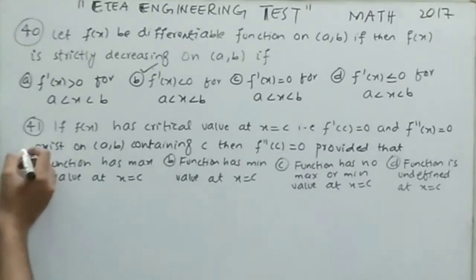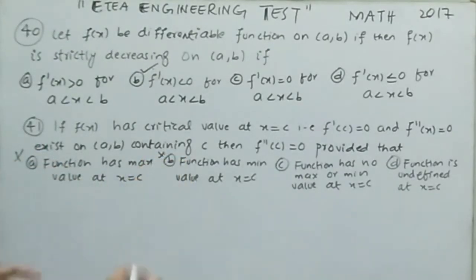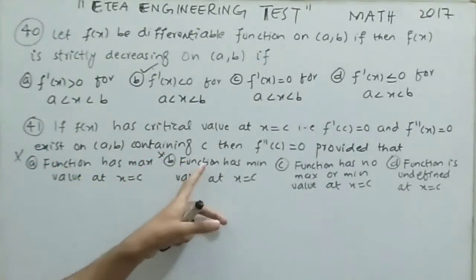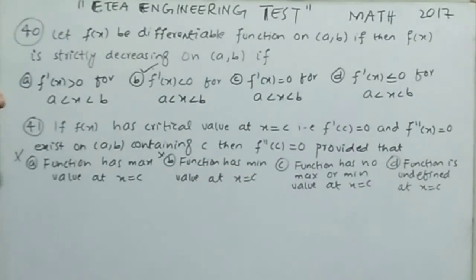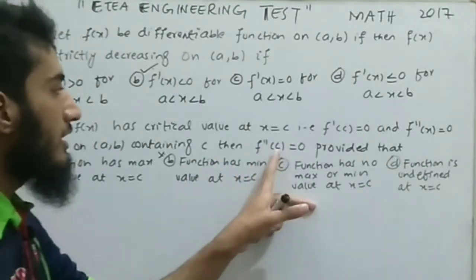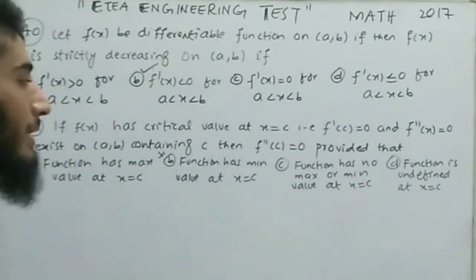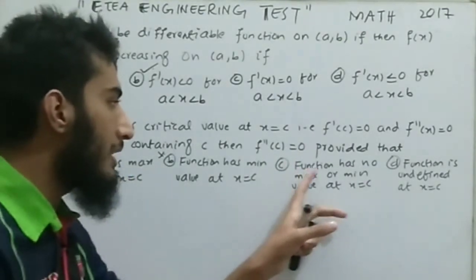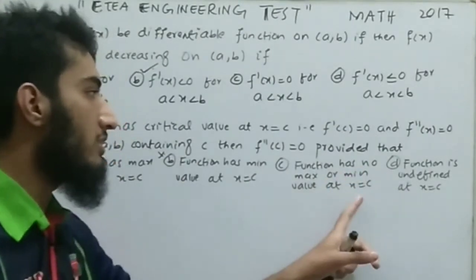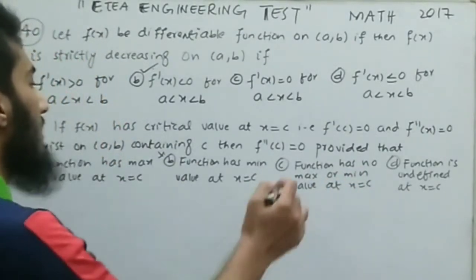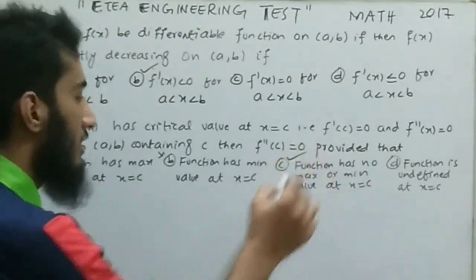It means option number A and option number B are incorrect. They tell that the function has a maximum and that the function has a minimum value at x is equal to c. Because when the double derivative is equal to 0, the point is an inflection point. There is no maxima and no minima. So option number C tells that the function has no maximum or minimum value at x is equal to c. It means the correct option for this MCQ is option number C.